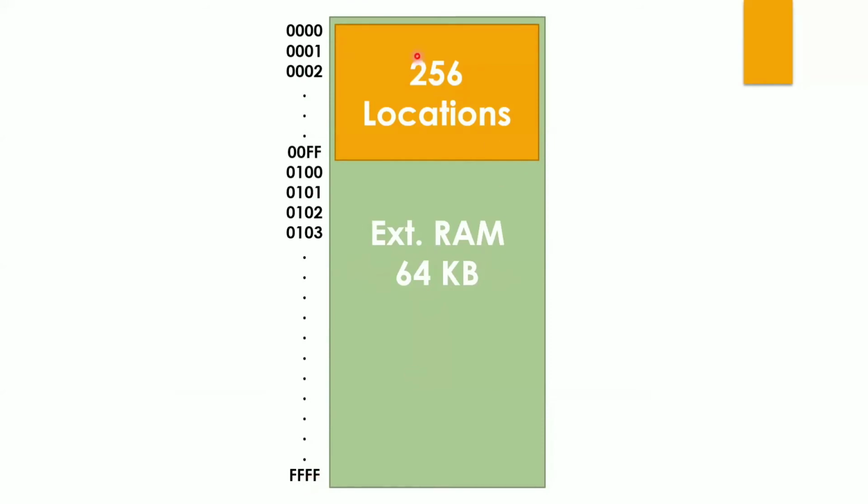Now, if you take the first 256 locations, which have the addresses like 0000, 0001, 0002, and up to 00FF. Now, if you eliminate the first two digits of each and every address, this is nothing but your 8-bit addresses, right?